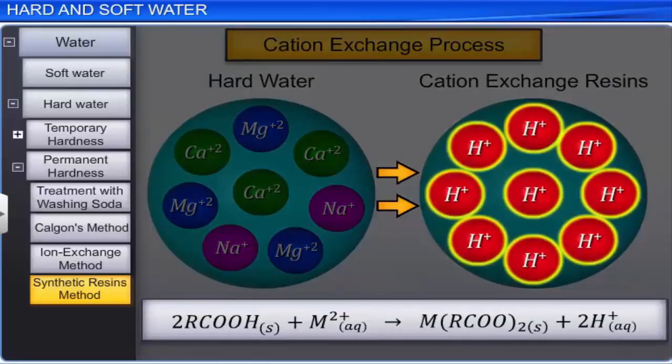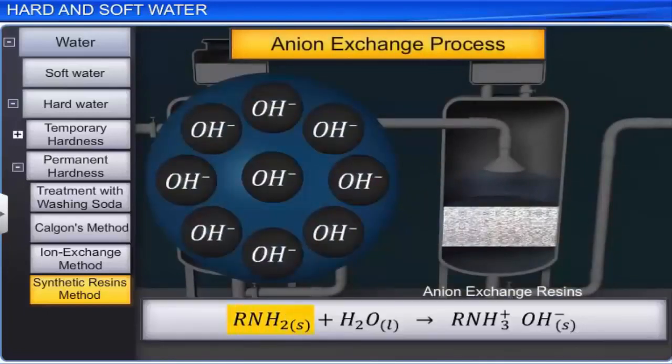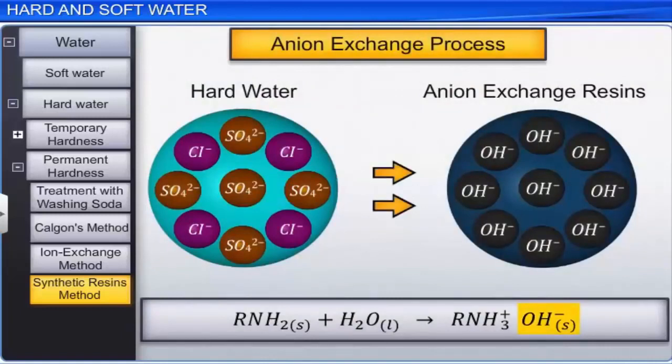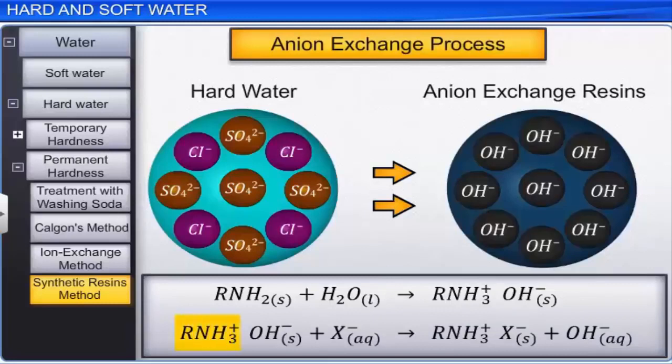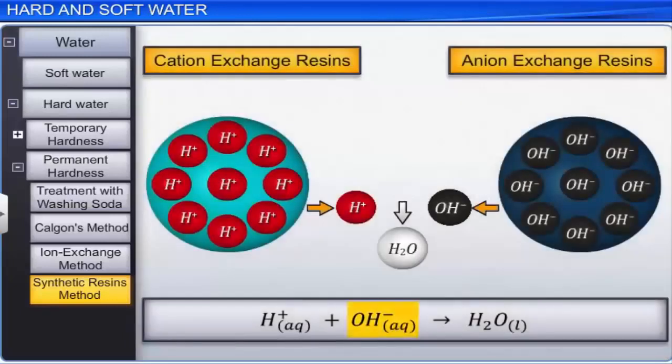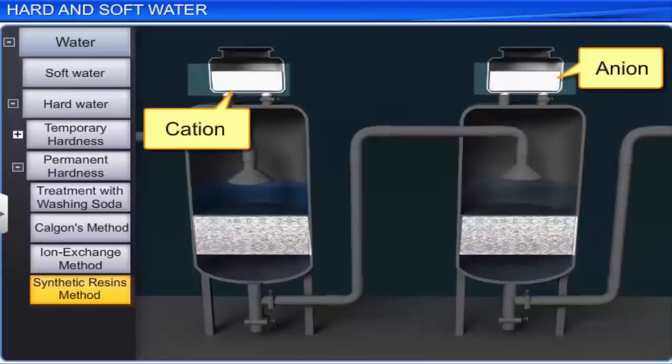In the anion exchange process, RNH2 in water gives RNH3+ OH-. The OH- ion in RNH3+ OH- gets exchanged with chloride, bicarbonate and sulfate anions present in the water. The reaction that takes place is RNH3+ OH- reacts with X- to give RNH3+ X- and OH- ions, if X is chloride ion. The released OH- ions neutralize H+ ions. Once the cation and anion exchange resin beds are exhausted, they are regenerated by treatment with dilute acid and alkali solutions respectively.